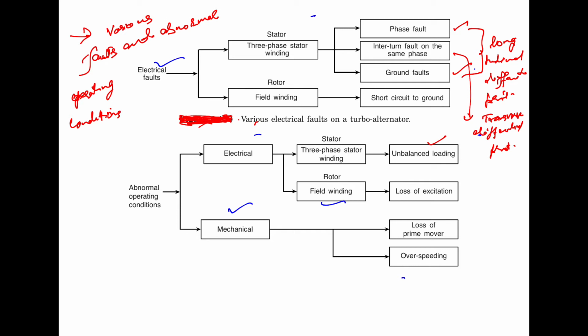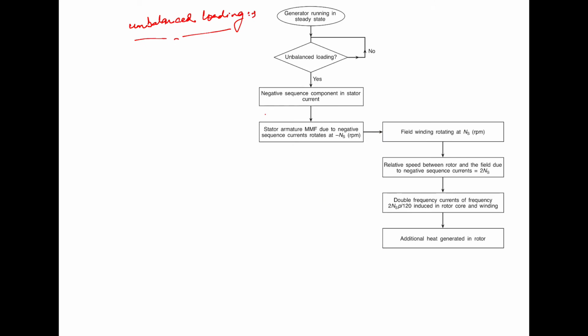So in this we will discuss the unbalanced loading. First we start with the unbalanced loading, which is under this three-phase stator winding. So what is unbalanced loading? Now let us discuss this unbalanced loading with this flow chart. If there is unbalanced loading in a generator that is running at steady state, then the stator currents have the negative sequence component, that you already know.